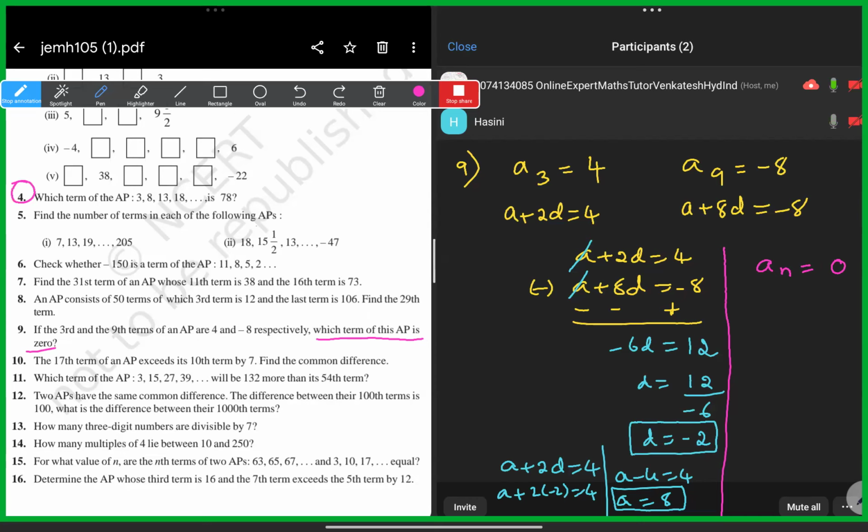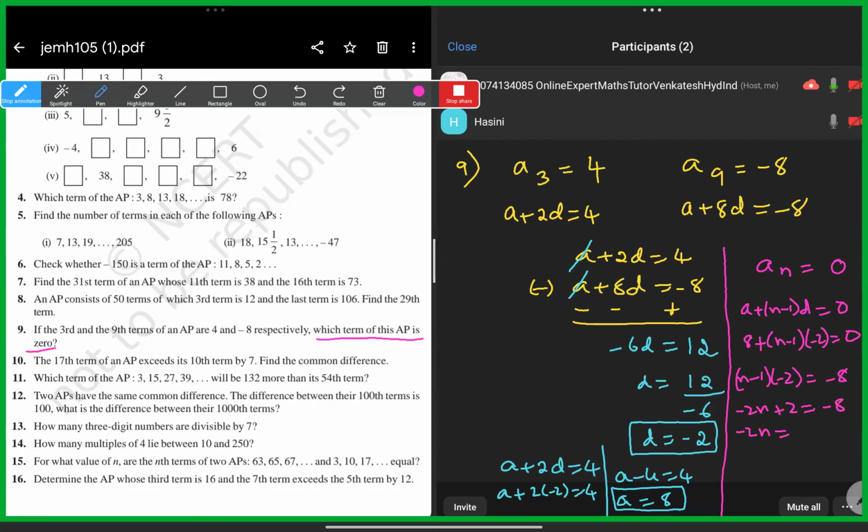Which term of AP is 78 means you have to equate A n to 78 and find out its n value. So A plus n minus 1 into D is equal to 0. Now the A value is 8, Hasni, plus n minus 1 into D, which is minus 2, is equal to 0. So 8 will go that side: 0 minus 8 will become n minus 1 into minus 2 is equal to 0 minus 8, that is minus 8. Then I am doing the distribution: minus 2 multiplied with n minus 1 will become minus 2n, and minus 2 into minus 1 is plus 2, is equal to minus 8.